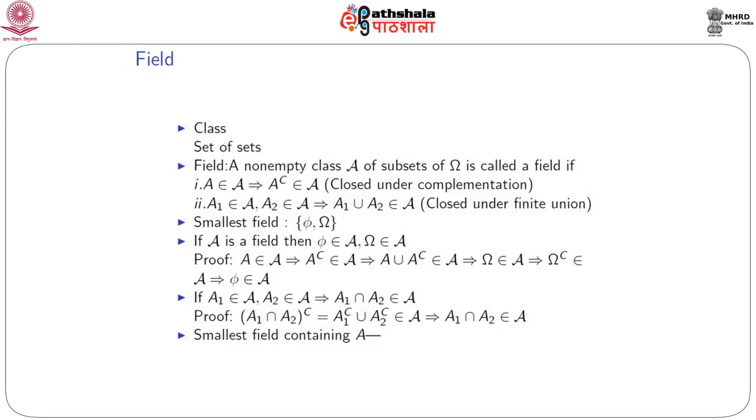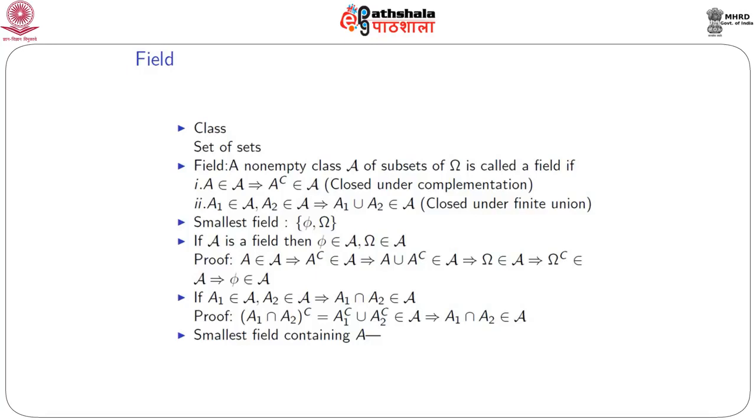Now, if A1 belongs to script A and A2 belongs to script A, we want to see whether their intersection belongs to script A or not. It belongs to script A too. The proof is very easy. If you take A1 intersection A2 whole complement, using De Morgan's law, we can say that it is A1 complement union A2 complement. We know that A1 complement belongs to script A, A2 complement belongs to script A, and their finite union also belongs to script A. That means A1 intersection A2 belongs to script A. So, it is closed under finite intersection too.